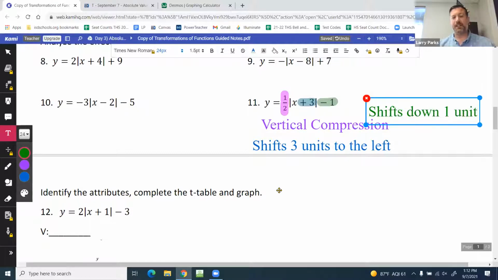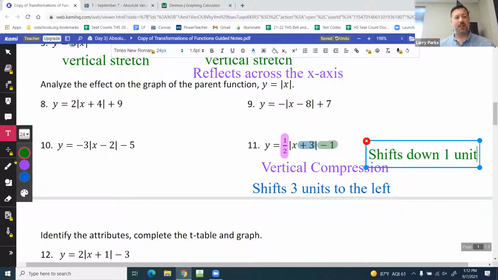Okay. So analyze the effect on the graph of the parent function. Pretty much you just need to talk about all 3 numbers, talk about the 1/2, talk about the 3, talk about the -1. Now notice up here, this has a negative sign that does something, a -8 and a 7. This one has a negative and a 3 and a -2 and a -5. So this one has 4 things happening to it. From the negative, from the 3, from the -2, and from the -5. And then this one only has 3 things, from the 2, from the +4, and then from the +9. But this one should have 4 things.